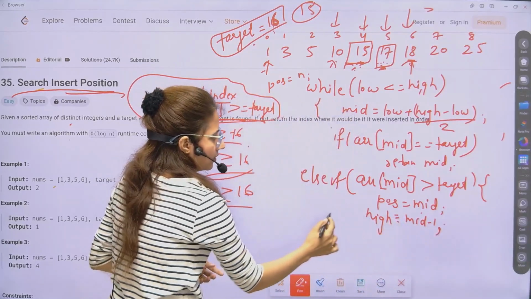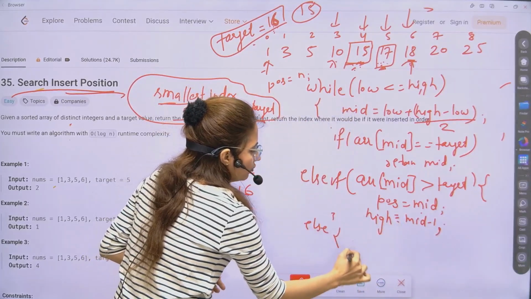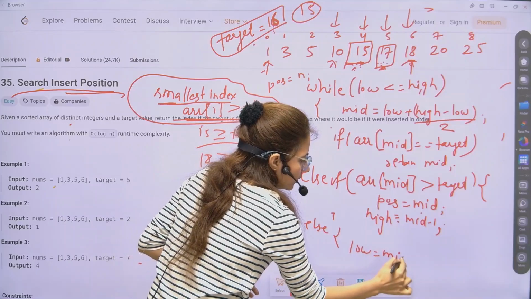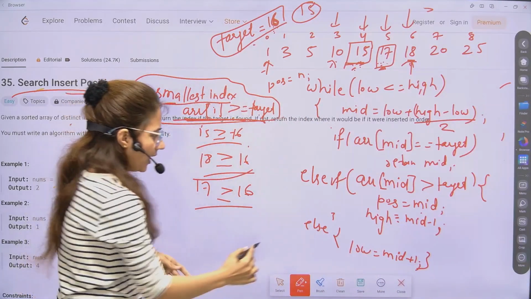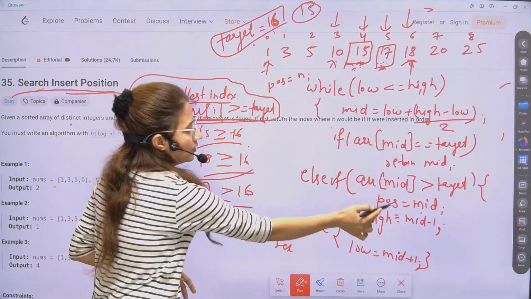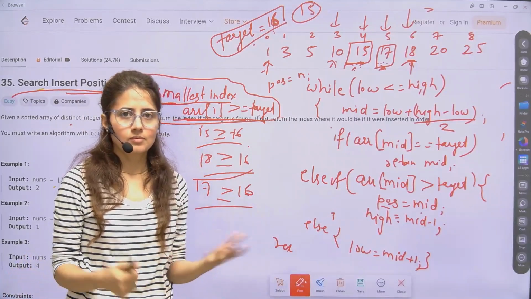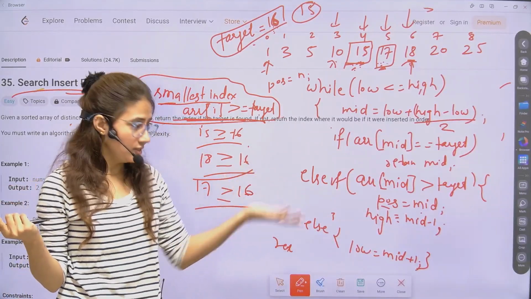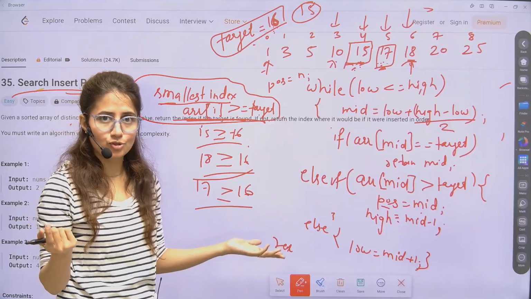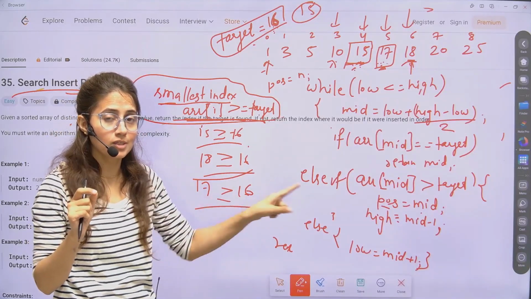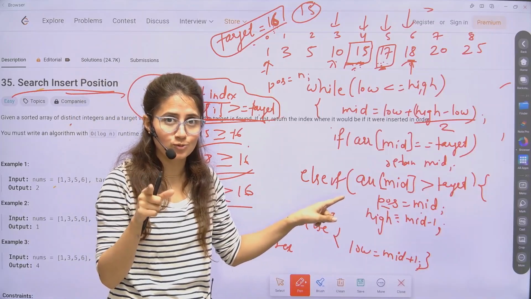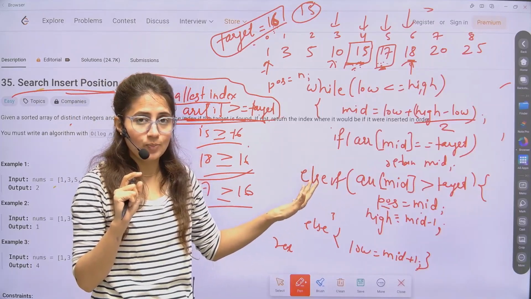Simple. Else you have to do low is equal to mid plus 1. That's it. Simple. At last you simply return whatever the position is. This is how you can find out the insert position of any element with distinct values. This is specially for distinct values, not duplicate values.